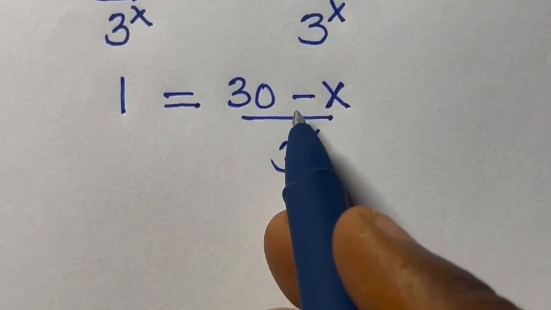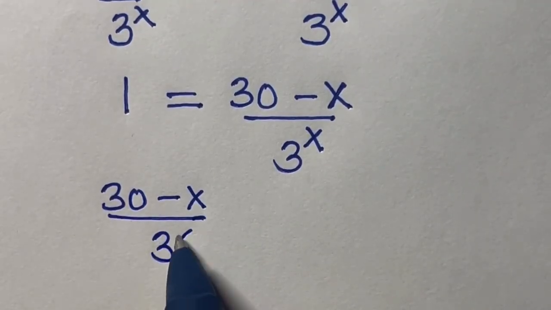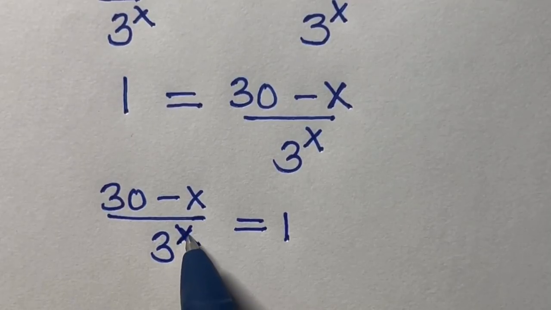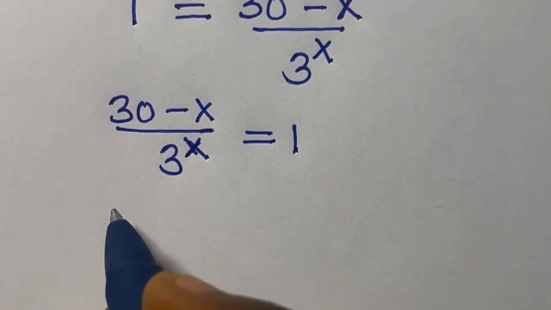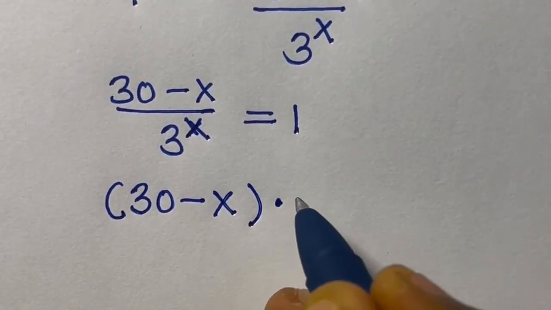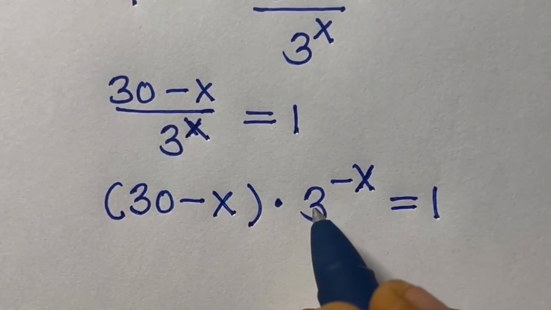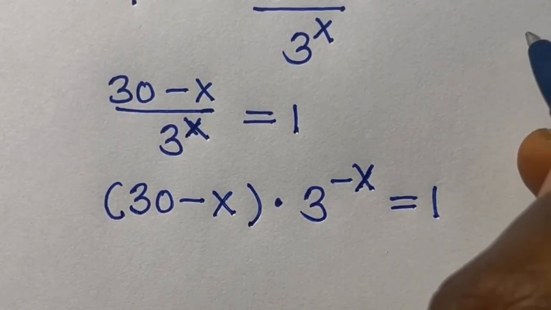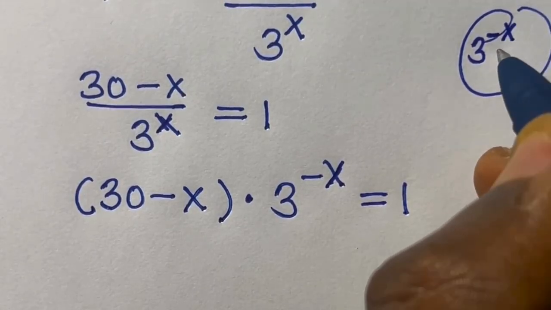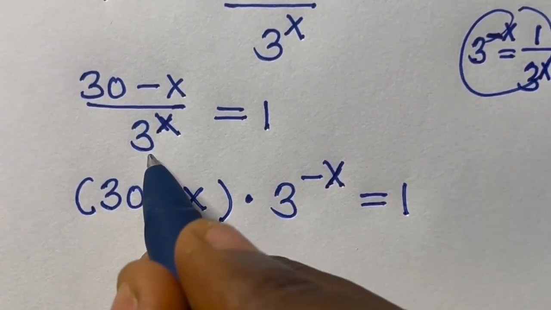So which implies that 30 minus x divided by 3 raised to power x equals 1. But remember, this is a negative index, so this will be transformed into 30 minus x then multiply by 3 raised to power minus x equals 1. Because 3 raised to power minus x will be equal to 1 divided by 3 raised to power x, and that's why we have it here.